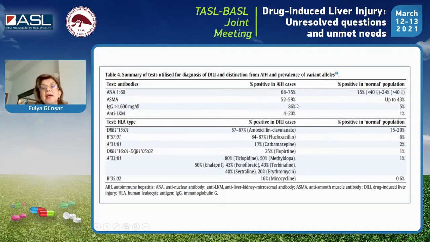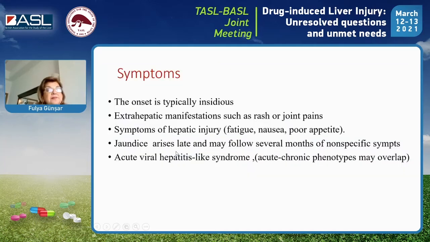As you can expect, autoantibody positivity is more common in autoimmune hepatitis patients than in normal, and you can see the HLA types and risk alleles here. In DILI cases, they are more common than in the normal population, and there are some specific risk alleles, and you can check these alleles if your laboratory is suitable for these studies.